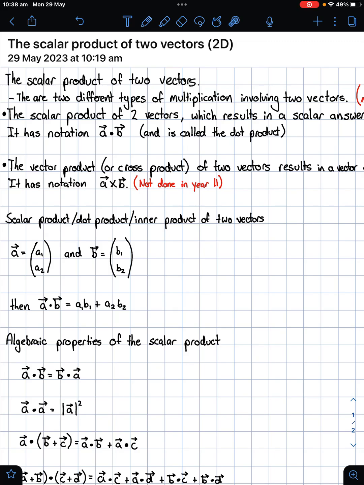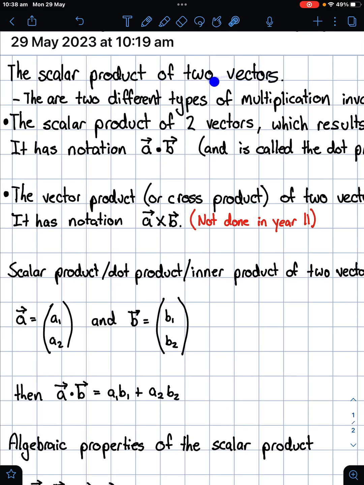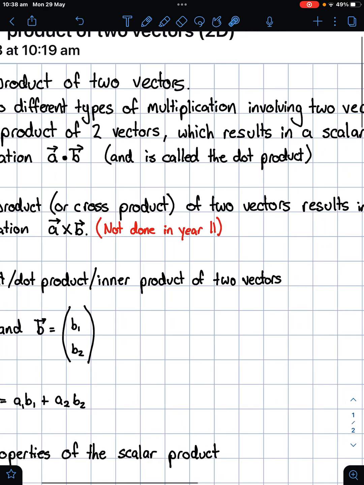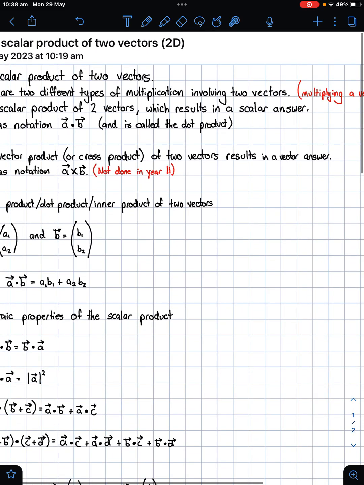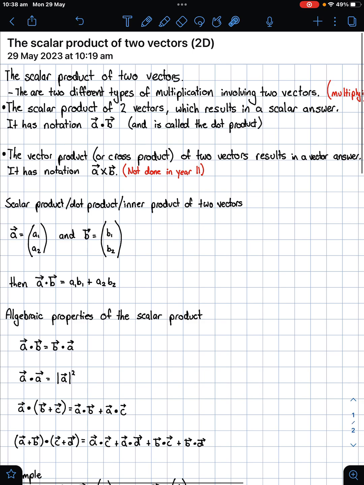So jumping into the scalar product of two vectors, this is where vectors starts getting a little bit more complex in that we're starting to look at the product of two vectors. I don't want you to get confused with previously we've multiplied a vector by a scalar, which is not the same here. We're looking at multiplying two different vectors. So there are two different types of multiplication involving two vectors. So we can multiply two vectors together two different ways.